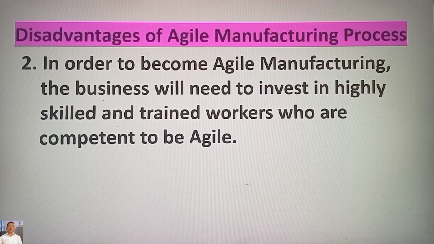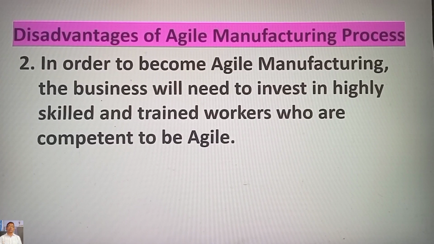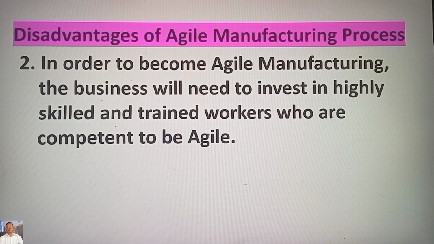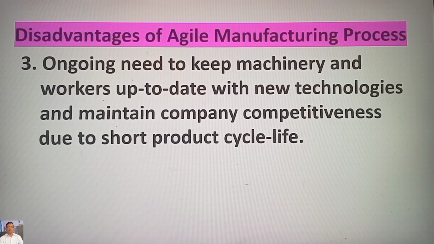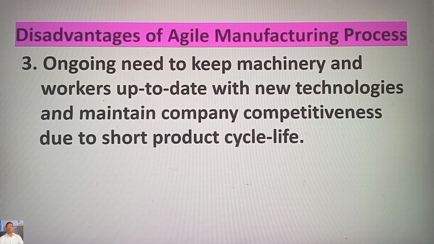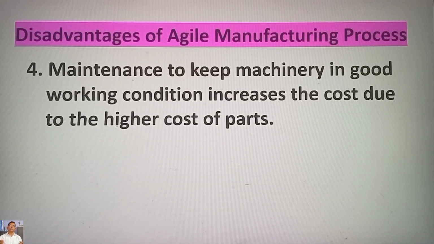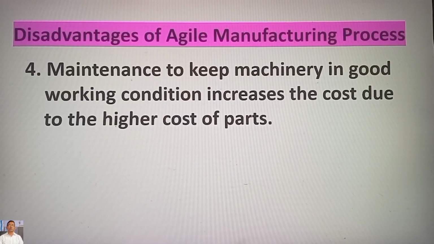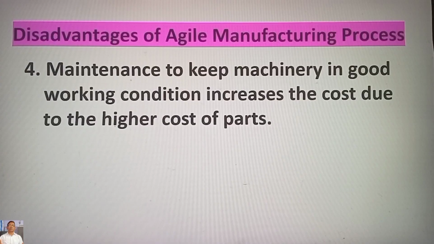Second, in order to become agile manufacturing, the business will need to invest in highly skilled and trained workers who are competent to be agile. Third, ongoing need to keep machinery and workers up to date with new technologies and maintain company competitiveness due to short product cycle life. Fourth, maintenance to keep machinery in good working condition increases the cost due to the higher cost of parts.